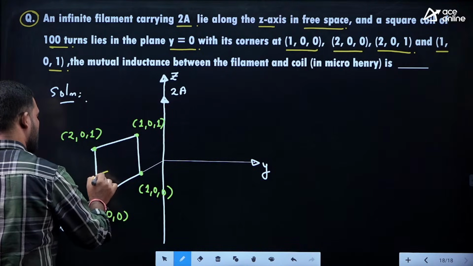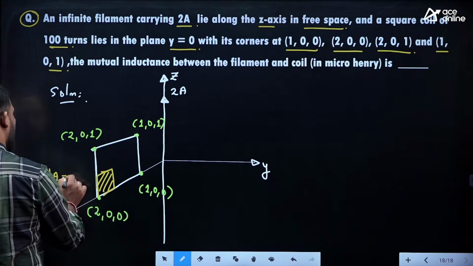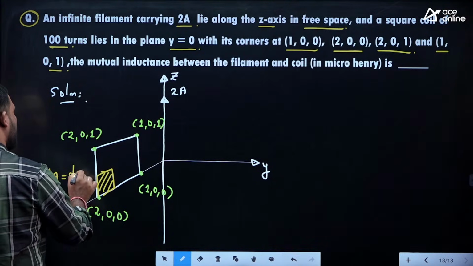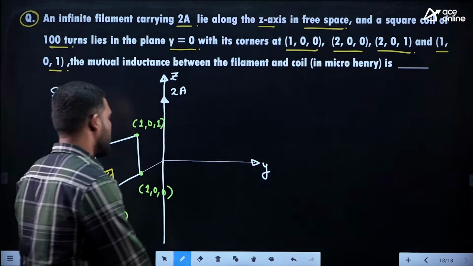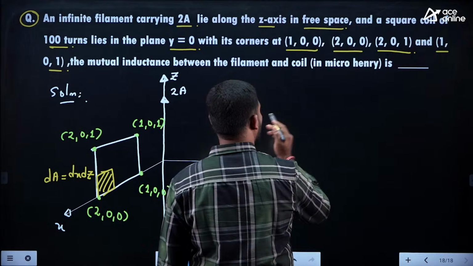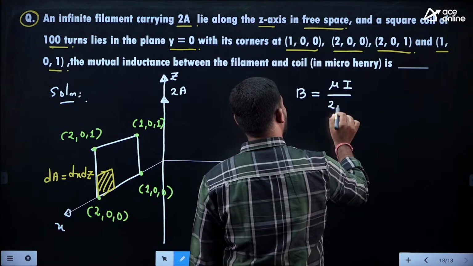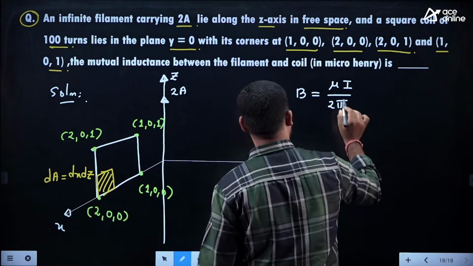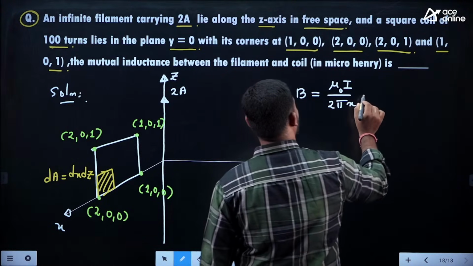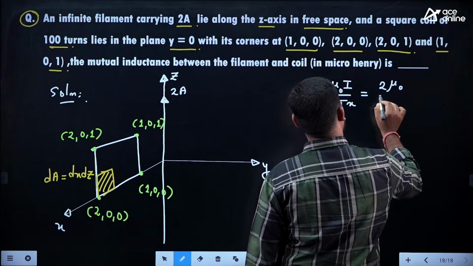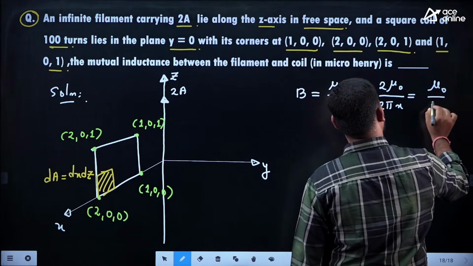So how much is the flux crossing through this one? The differential area is, for y equal to constant, dx dz. This x is a perpendicular distance. So we'll find out the magnetic field. What is the magnetic field due to the infinite line current? It is mu I by 2 pi rho. What is the perpendicular distance here? The perpendicular distance is x. So this one is 2 into mu naught divided by 2 pi into x, which is mu naught by pi x.